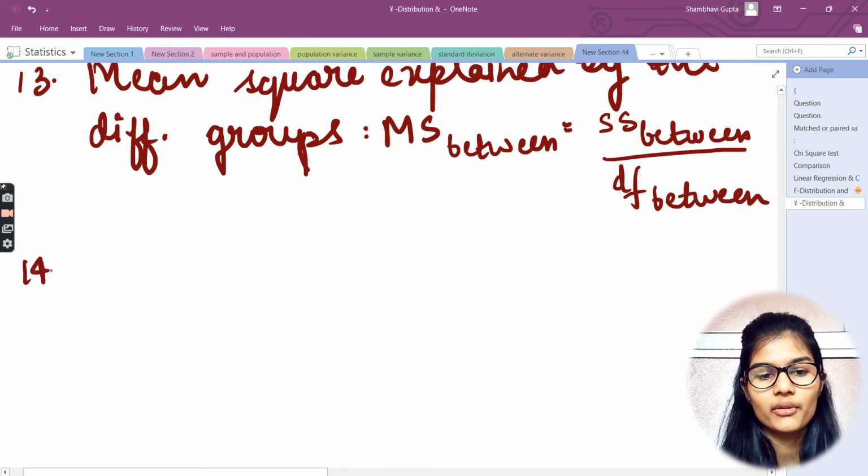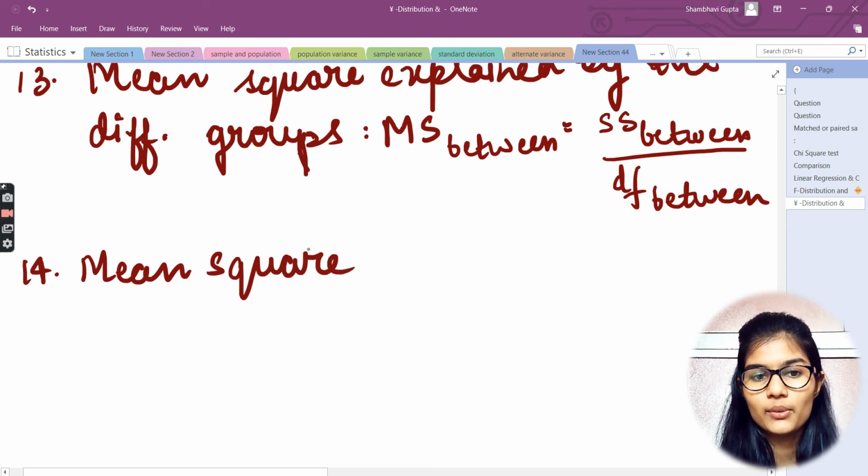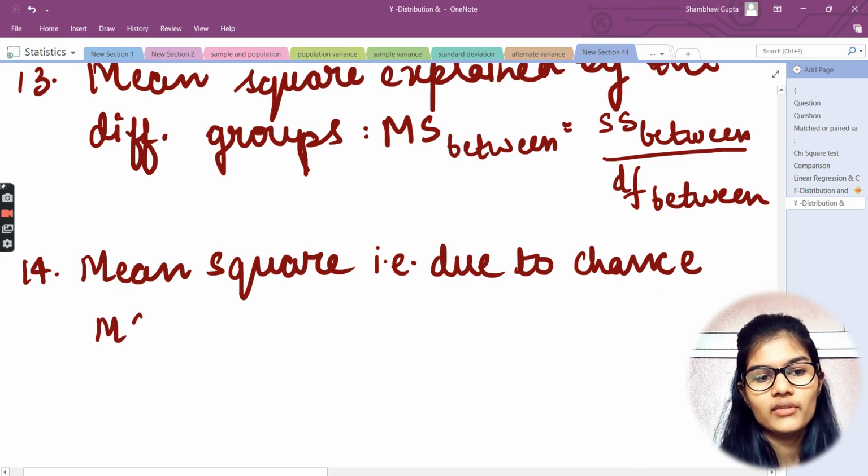Now let's move towards number 14. So 14 we are having mean square, which again I would say is the variance estimate. So mean square I would write, it is due to chance. Now in that we have MS, and here goes the within.